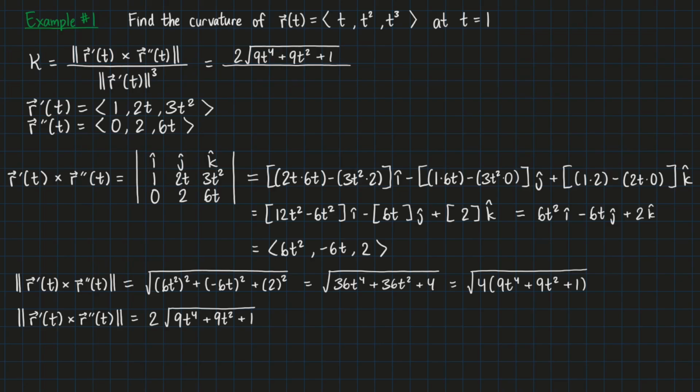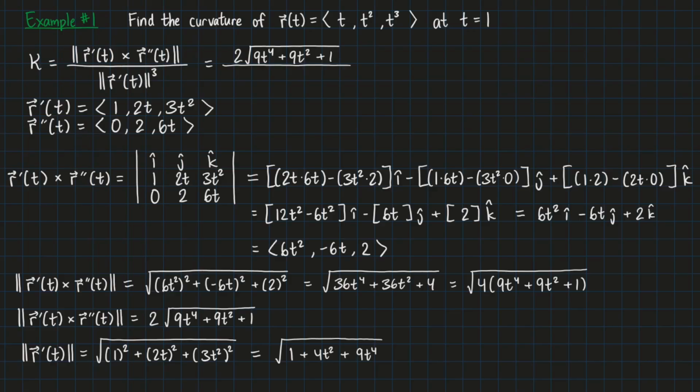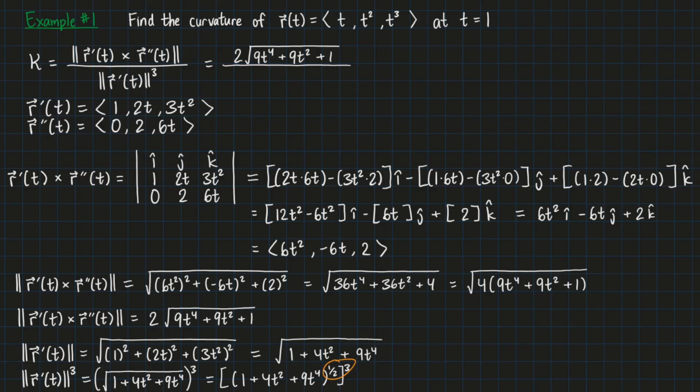For the denominator, we need to find the magnitude of r prime of t and raise it to the third power. So that's the magnitude of r prime of t. Let's raise this to the third power. The square root of a term is the same thing as raising the term to the half power, and we can multiply the exponents. And this is the denominator of the curvature formula.